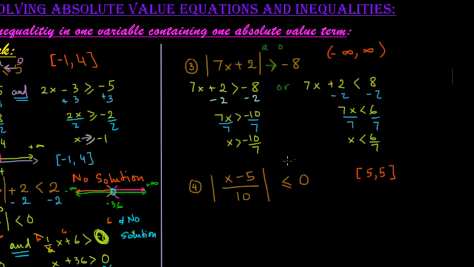Now we put both of them on the number line. Negative 10 over 7 and then 6 over 7. We put the tail for the first inequality, which points to the right, with a parenthesis, and we put the tail for 6 over 7, which points to the left. Okay.